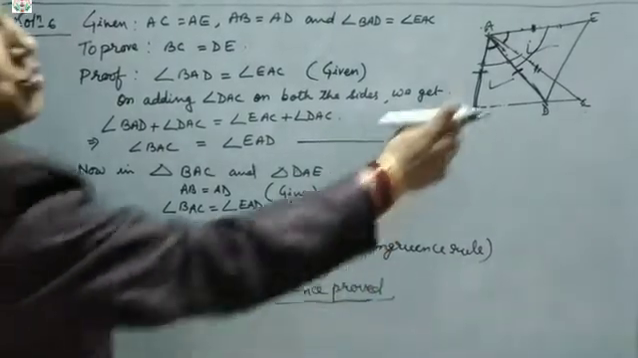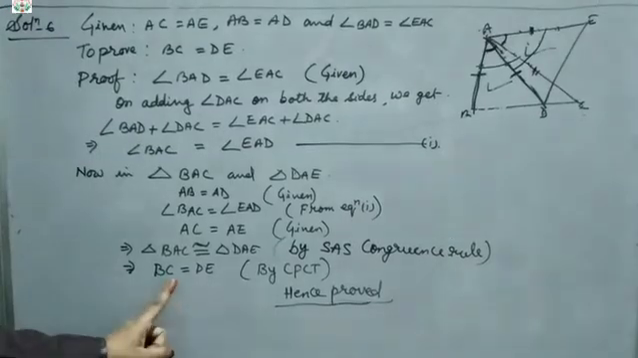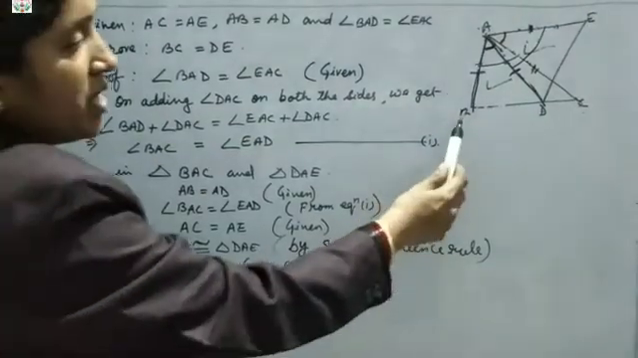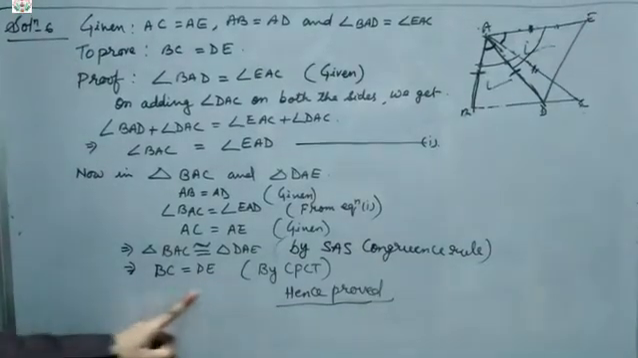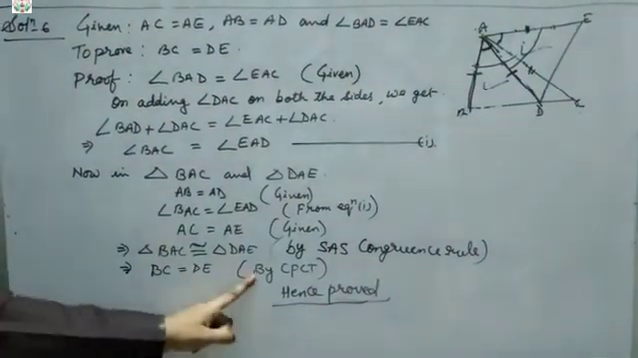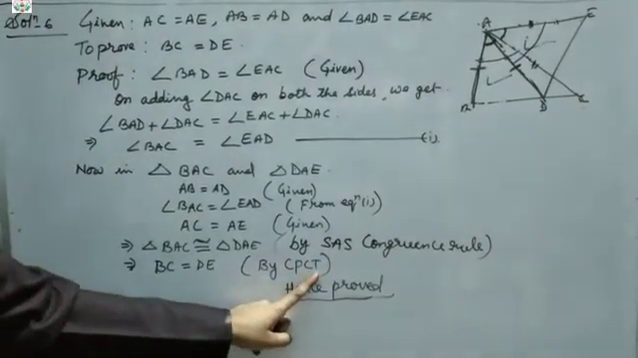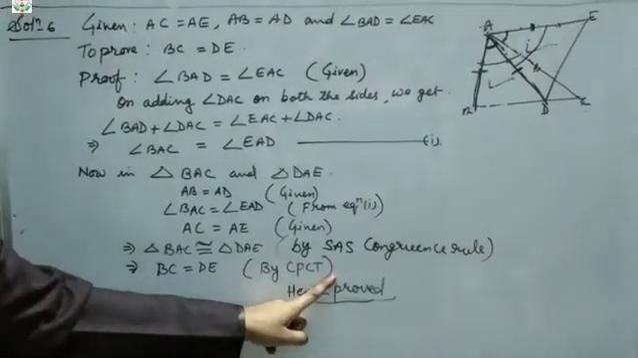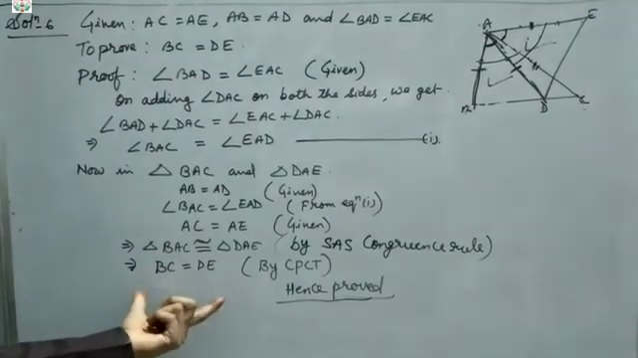So if these two are congruent, its all corresponding parts also will be congruent. So here, what is the corresponding part? That is BC equals to DE is also equal by CPCT. CPCT means corresponding parts of congruent triangle. Okay. So this is what we were supposed to prove, and that is proved.